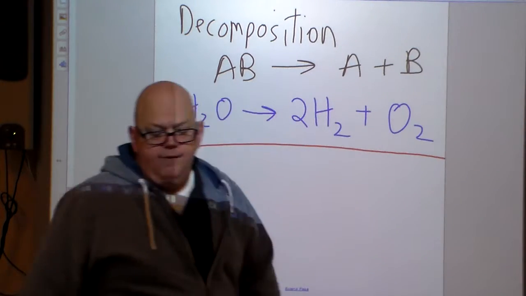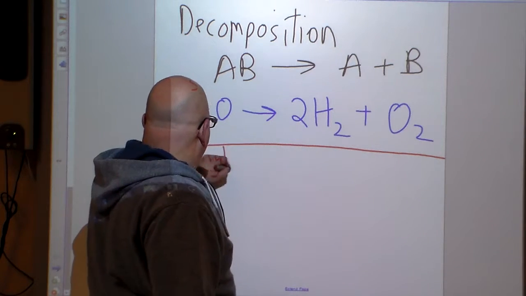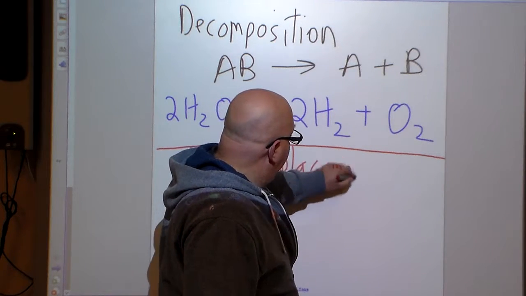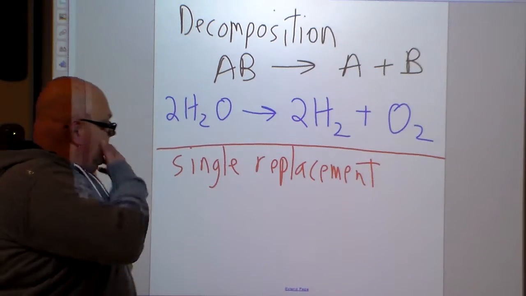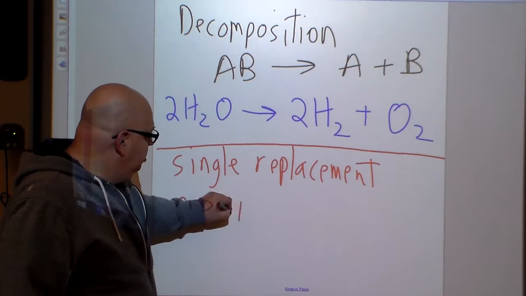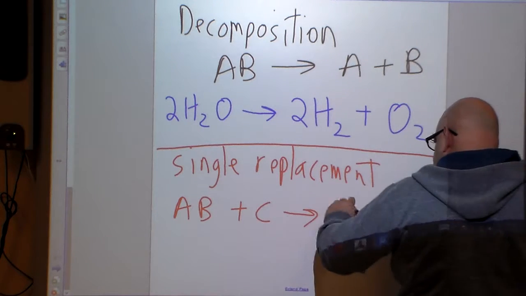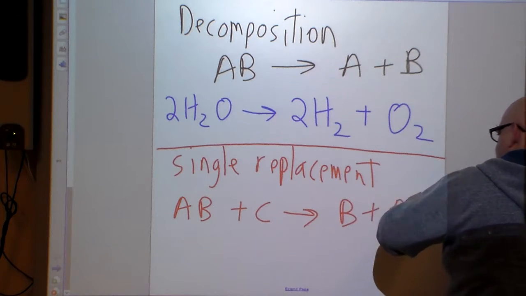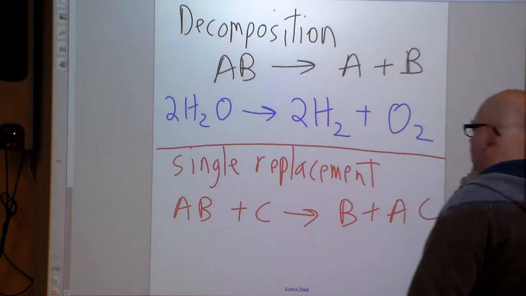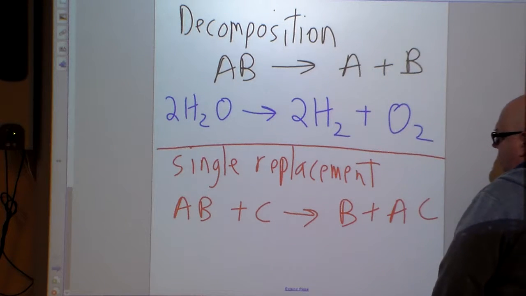Okay, we have what's known as a single replacement. That's the next one. A single replacement, ladies and gentlemen. Okay, you have AB plus C gets us B plus AC. In other words, we switch out. There is a switch out, okay?